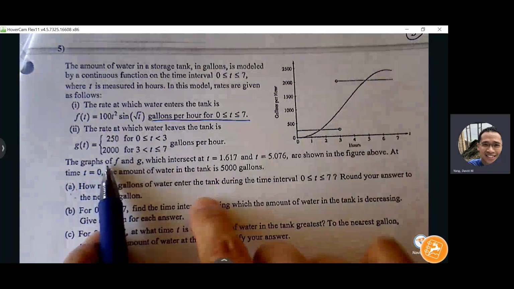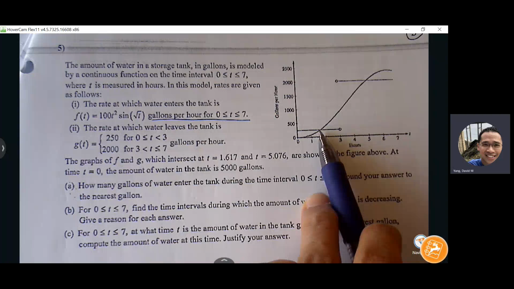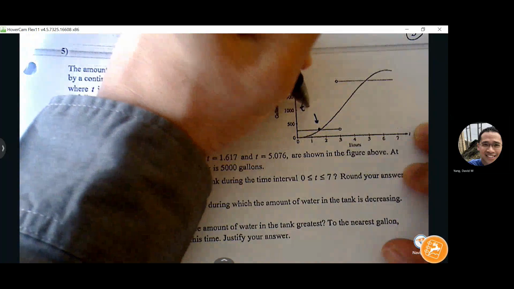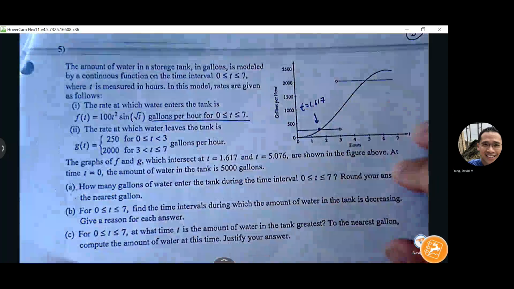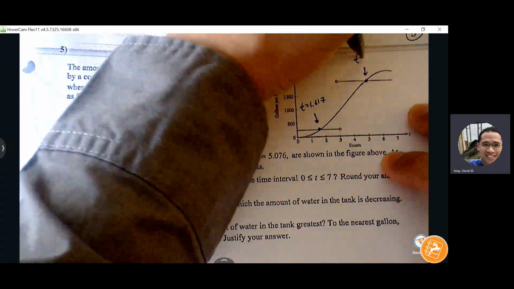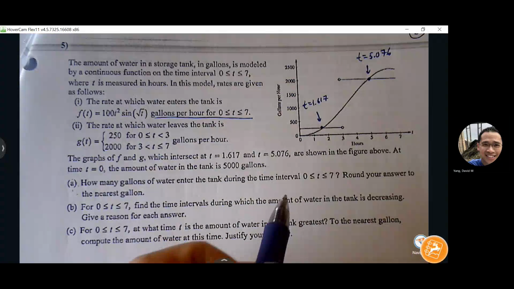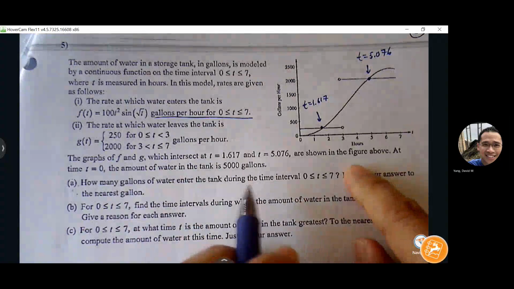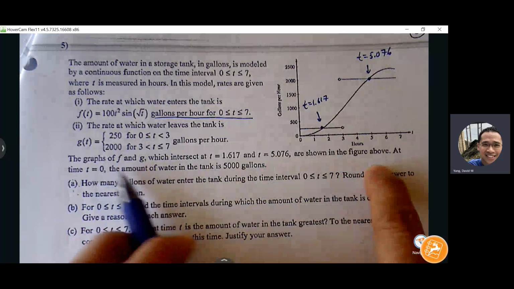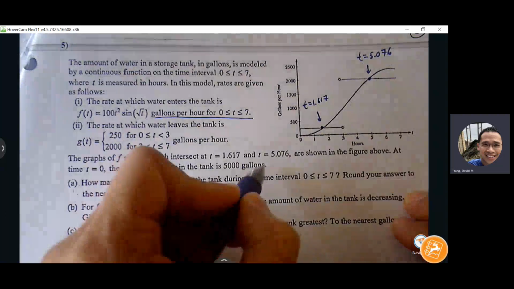Okay. And the graphs F and G intersect at, so this is nice, they give us that intersection, T equals 1.617 and T equals 5.076. So they're doing some of the work for us here. So we don't have to do all the work, okay, so they got that out of the way for us. At time t equals 0, the amount of water in the tank is 5,000 gallons. So this is the initial amount.